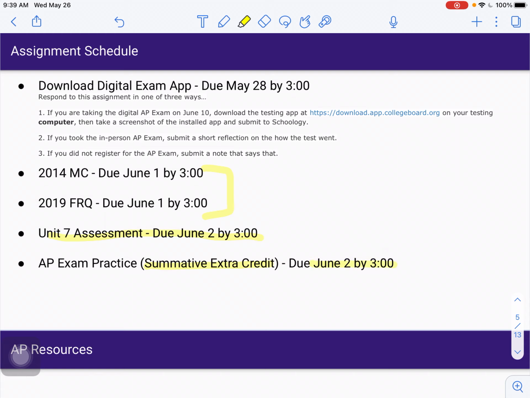Again, I talked about this in the last video, but if you're taking the digital AP exam, you need to download the testing app, download.app.collegeboard.org, or just sign into your College Board account. You should be able to find it there. But then once you have that app downloaded, I'd like you to take a screenshot and then submit that to Schoology. If you're not taking the AP exam, I also want you to make a submission, but just send me a note saying that you're not taking the exam. And that's due by May 28th, which is Friday.